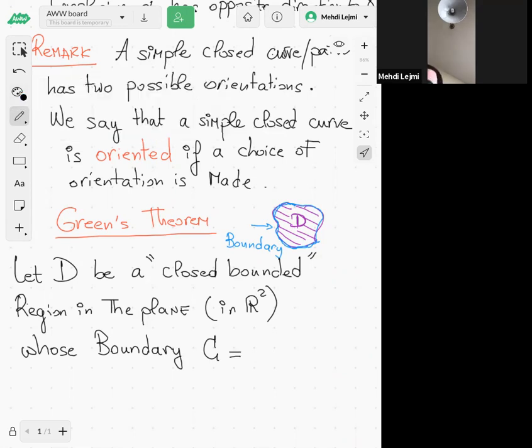And actually there is a notation for boundary. It's with this del here, so del of D. Okay, so this del means the boundary. This is just a notation for boundary. Okay. So whose boundary C? So the boundary of this region D, C, consists of finitely many simple closed curves.